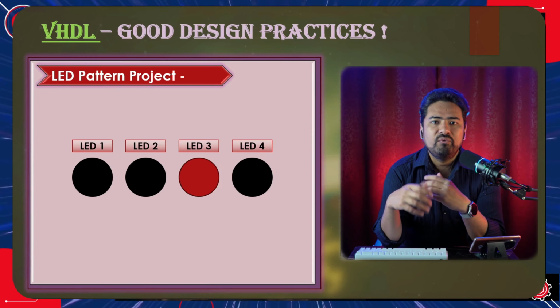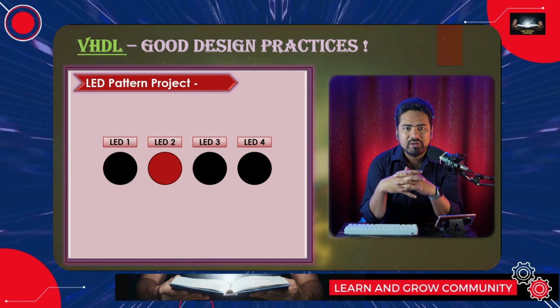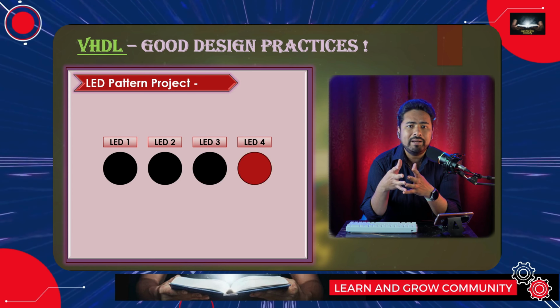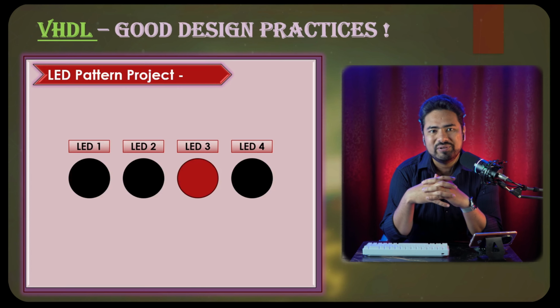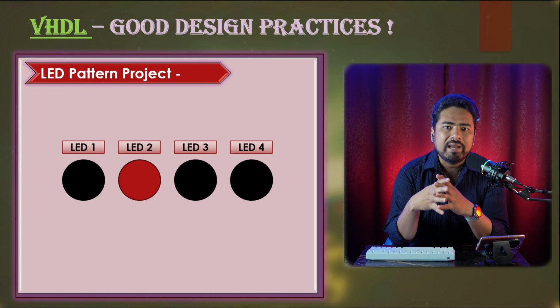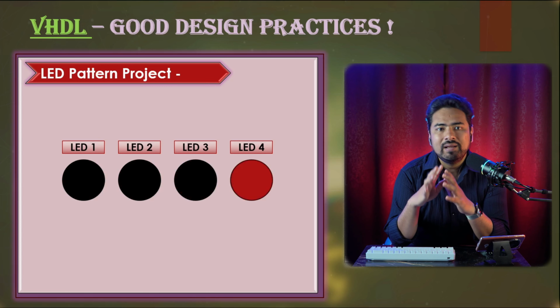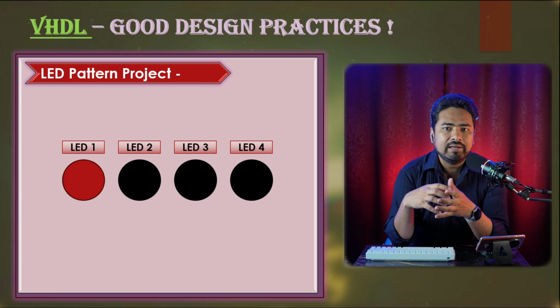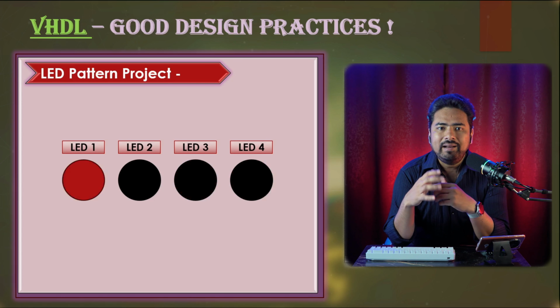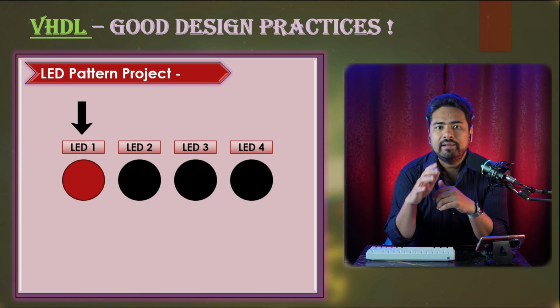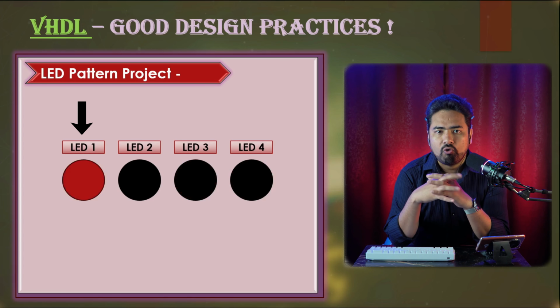Hi, today we are going to create another project. So we will design it in VHDL and then we will implement it on FPGA board as well. In today's project, we will drive a pattern on a set of 4 LEDs. These 4 LEDs will be connected with the FPGA board and at the initial stage, only the first LED is on and the rest 3 LEDs are off.